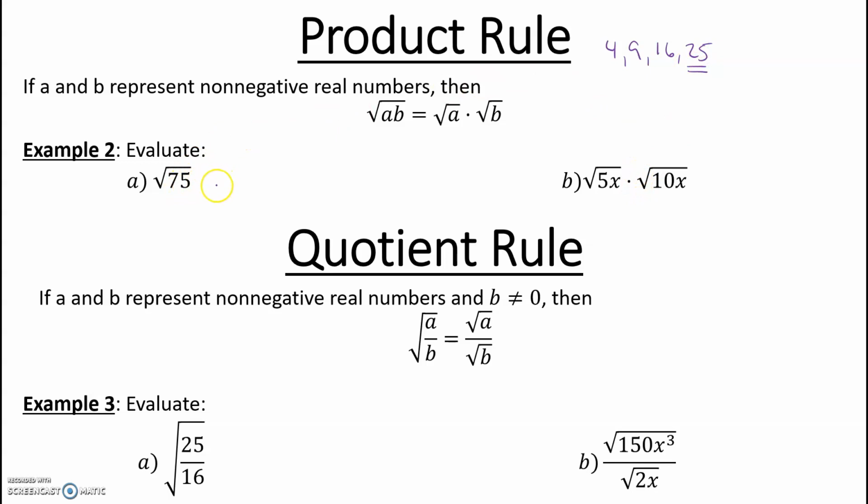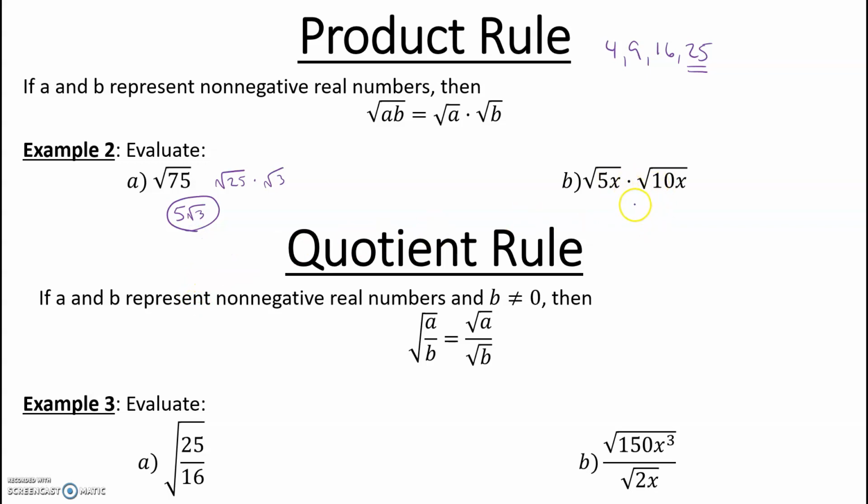So instead of 75, I'm going to write the square root of 25 times the square root of 3. And the reason I chose 25 is because I know the square root of 25. So the square root of 25 is 5. I don't know the square root of 3, so I'm going to leave it alone. So we're going to leave that as 5 root 3.